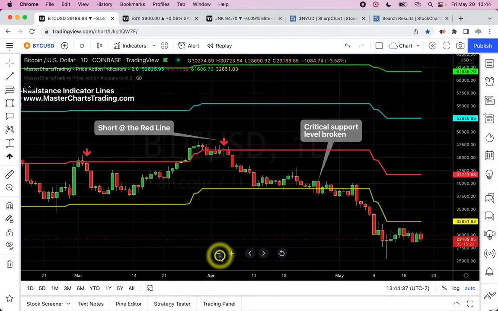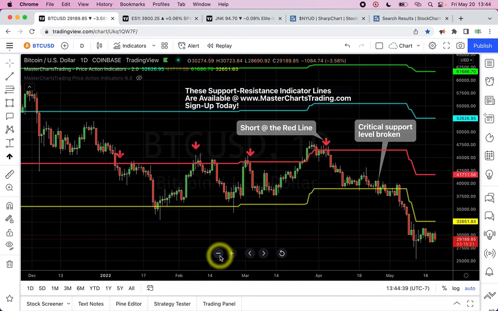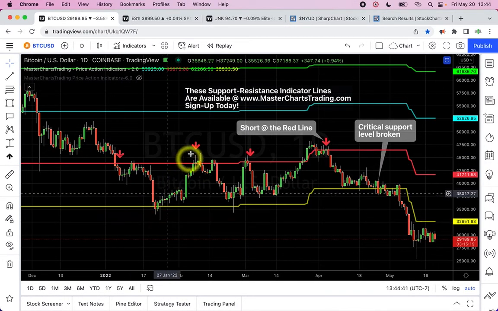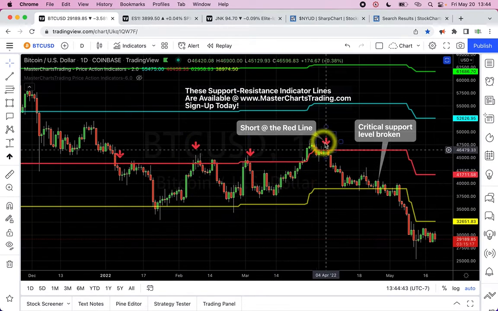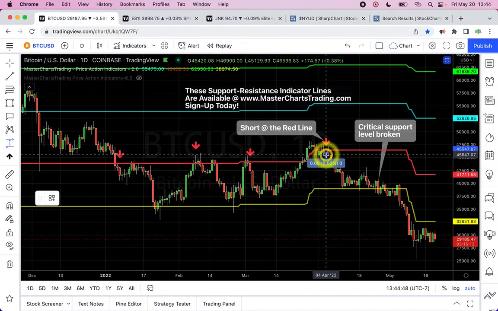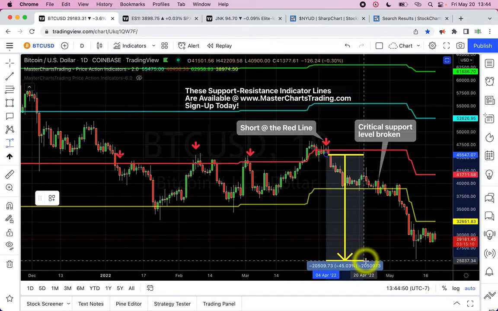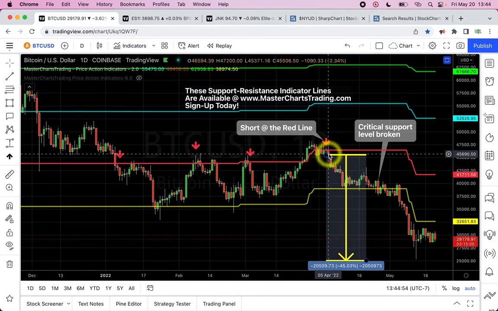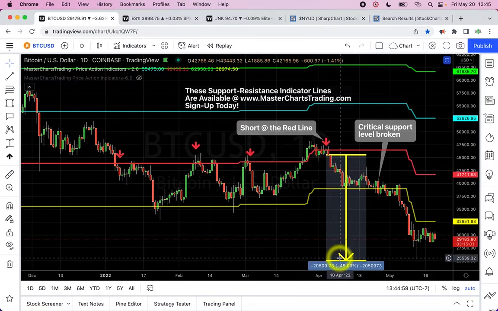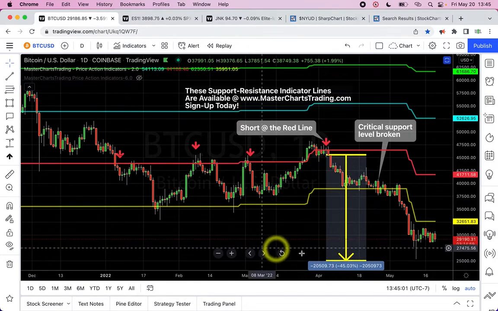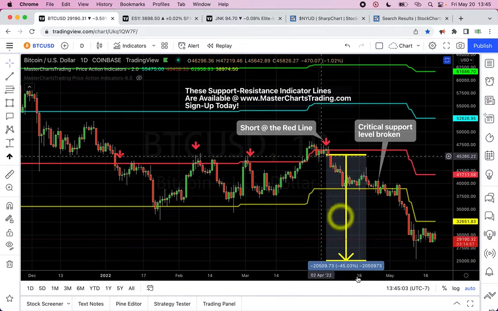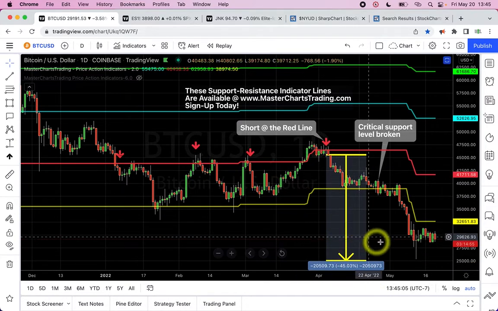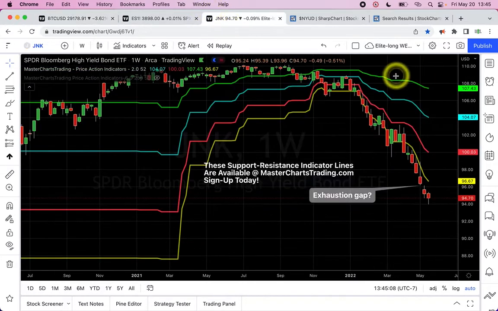And looking at Bitcoin, I am bearish currently. Notice the downward facing arrows, 4 times. Very successful trades. The latest one was extremely successful. We went from 45, almost 46,000 to 25,000. So we made 45% in this short trade. This is huge. Now, let's look at the weekly chart for Bitcoin.